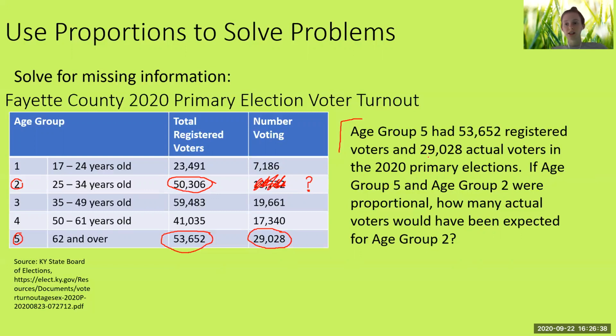How do we know that this is a problem where we can use a proportion to solve it? Well, this problem starts off by giving us a ratio where we're comparing two things: registered voters and actual voters. And we have three numbers that we can work with, and we are trying to figure out the fourth, missing number. So that's how I know that this is a proportion type problem.